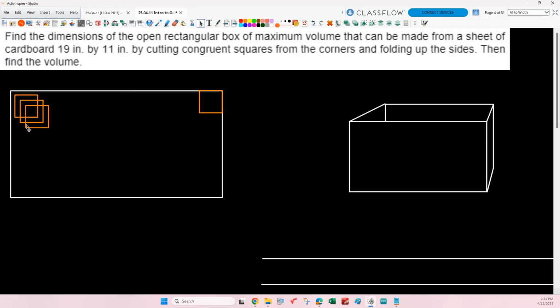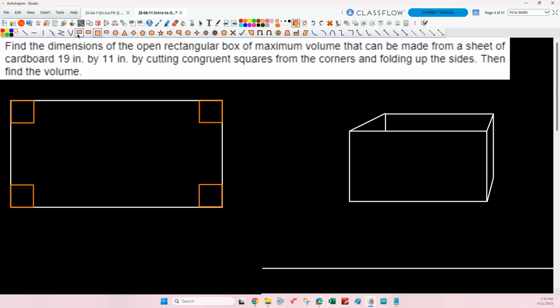So I'm saying those are the pieces I'm cutting out of the corners. Everybody get that? That's everything. We're going to throw them away. Cut those out and throw them away. Everybody see that? Okay, and then we're going to make some folds.